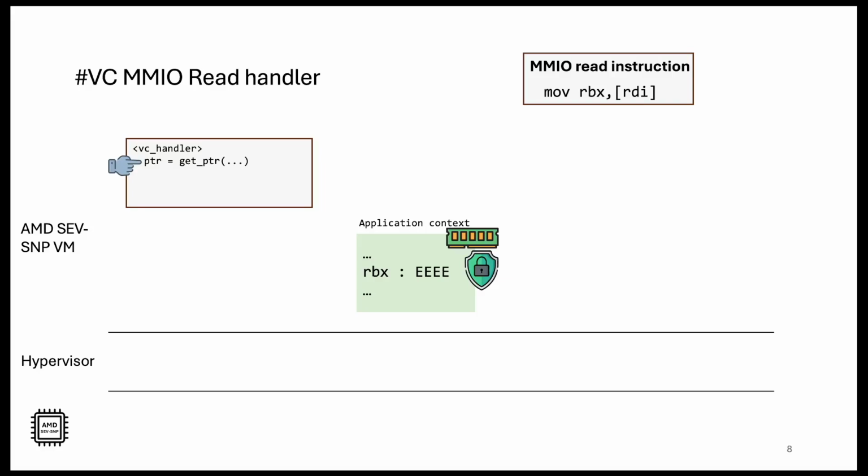Now consider this simplified implementation of the WeSee handler. The first thing the handler does is that it calls this function getPointer to receive a pointer into the application context of the interrupted application. Now, in this example, this pointer points to the RBX register, since this is the destination register of the MMIO read instruction. Next, the WeSee handler exits to the hypervisor, and the hypervisor supplies the MMIO read value. This value is then written to the dereferenced pointer, which updates the application context of the interrupted application. Now, when the WeSee handler resumes the application, the MMIO read operation is completed.